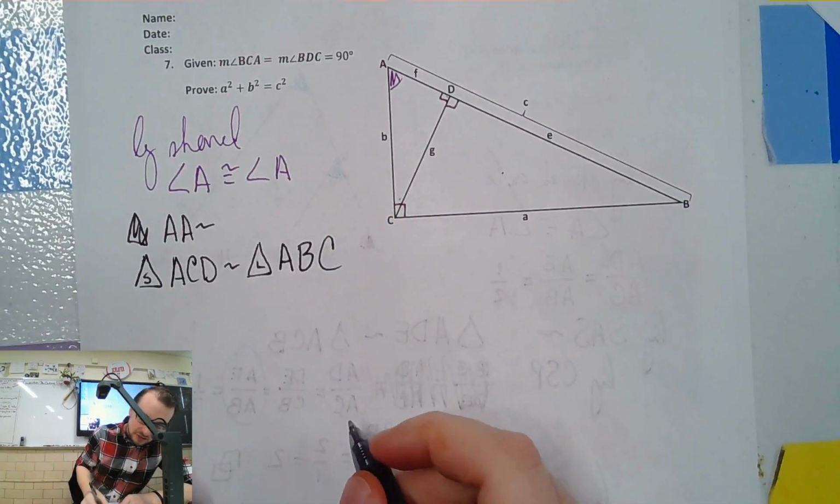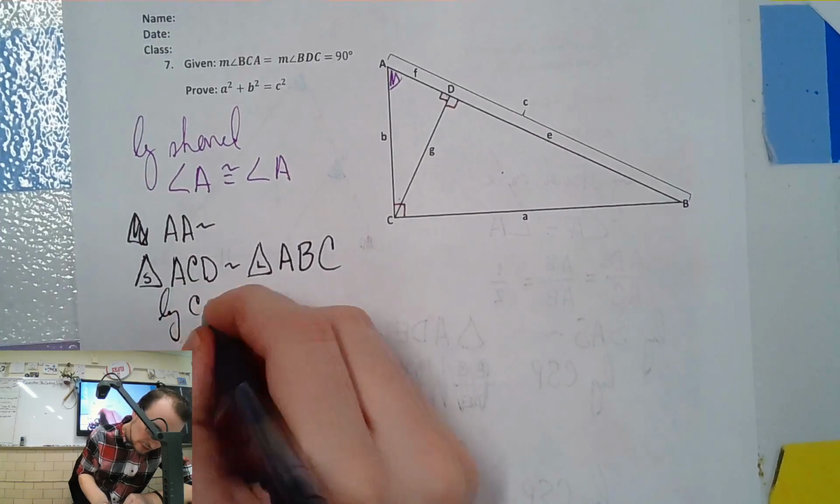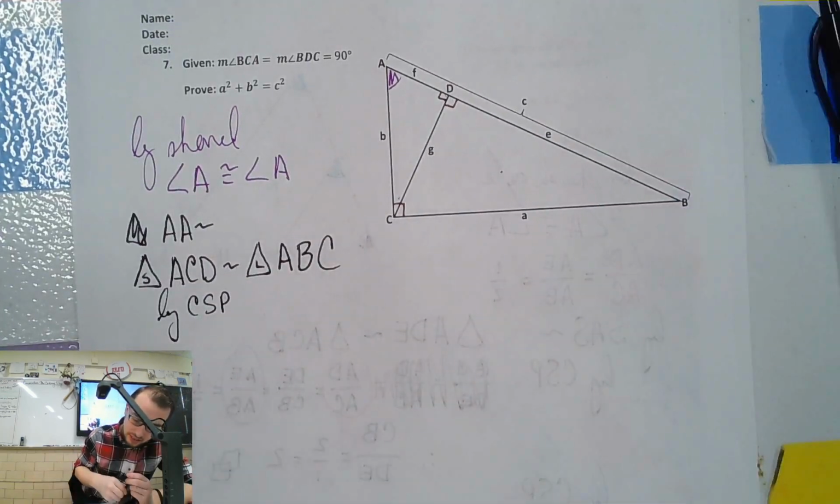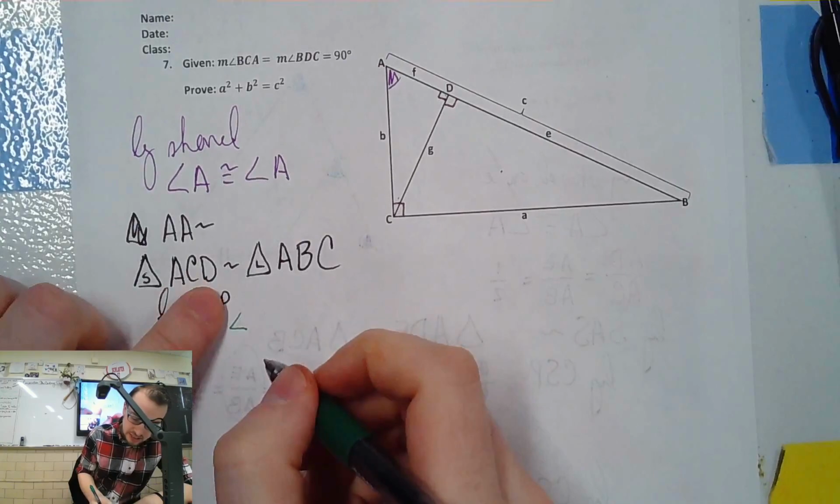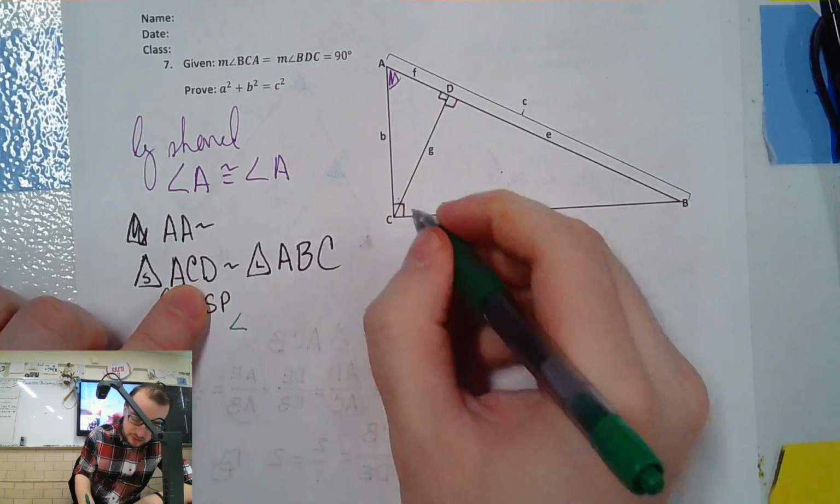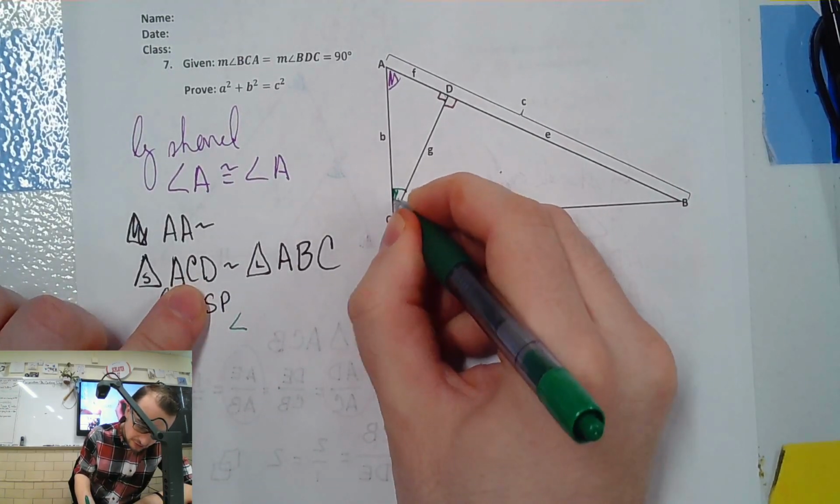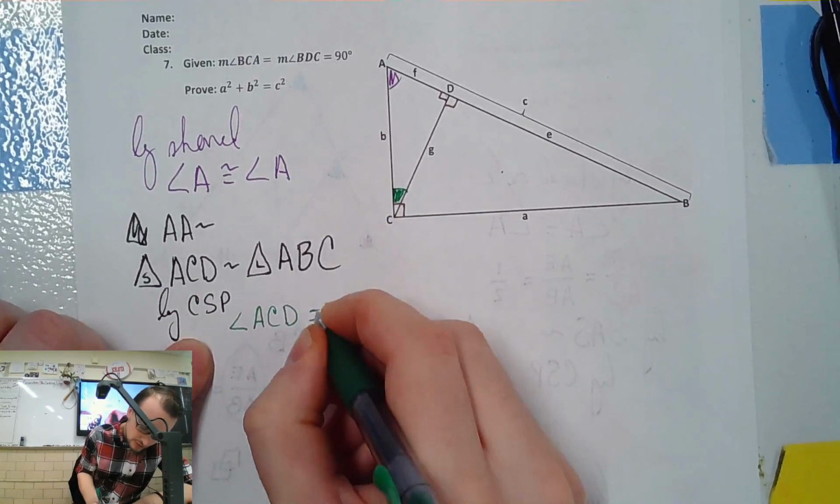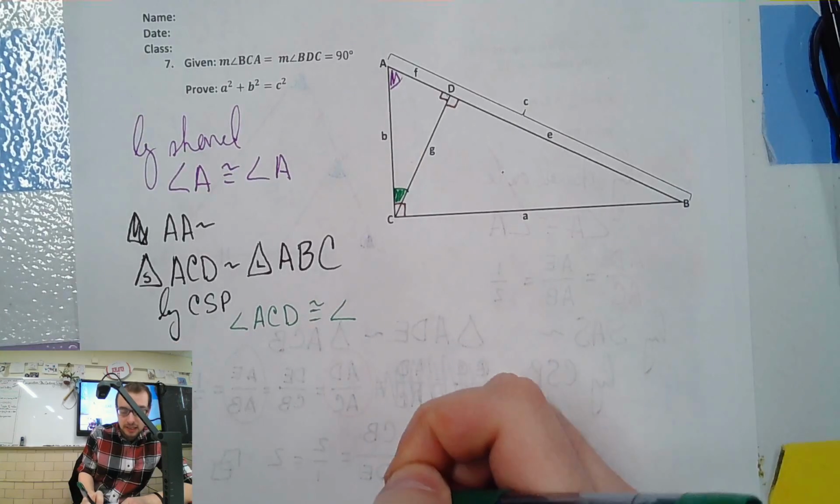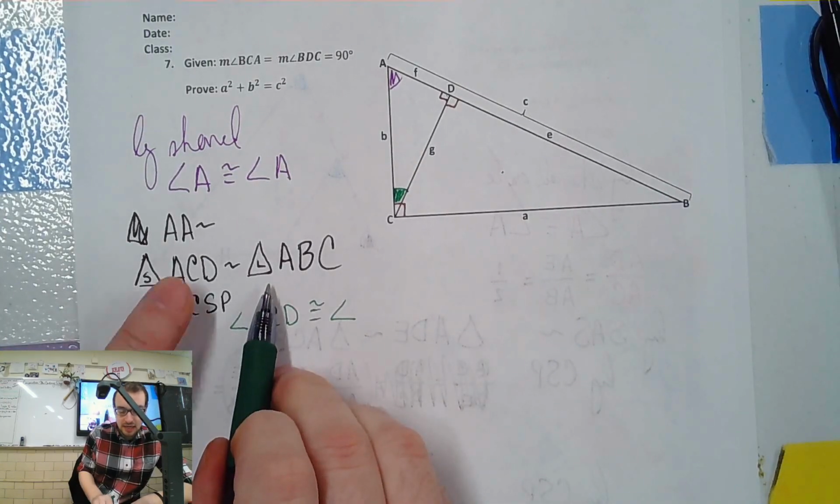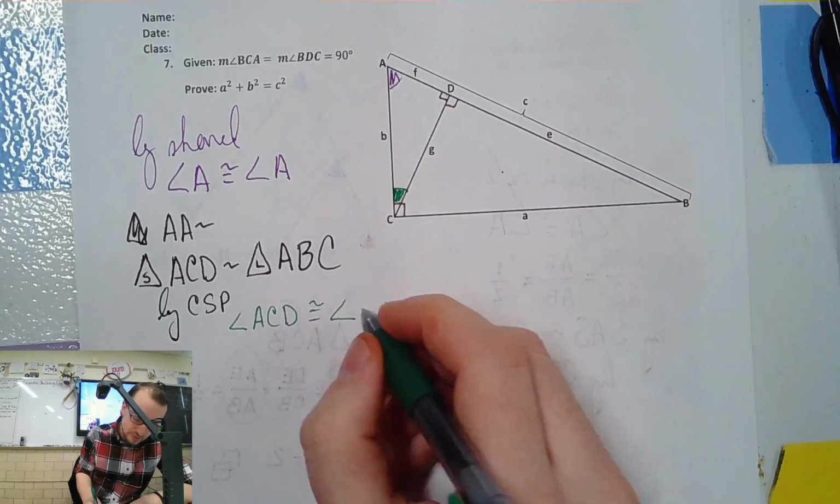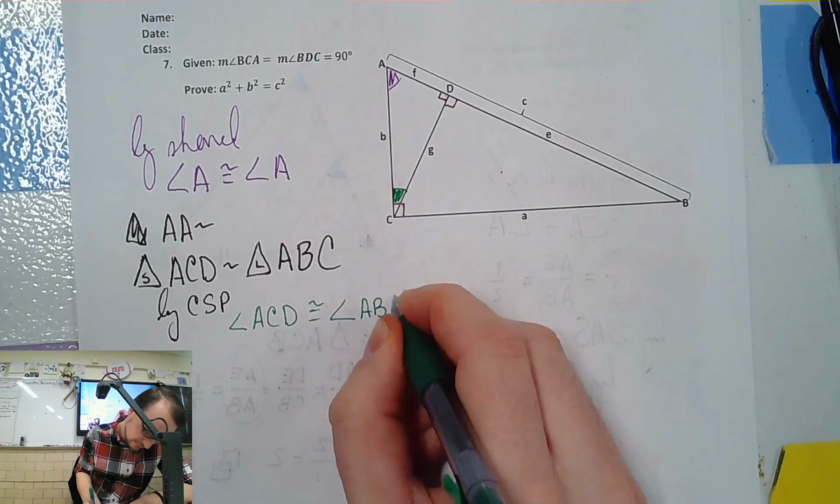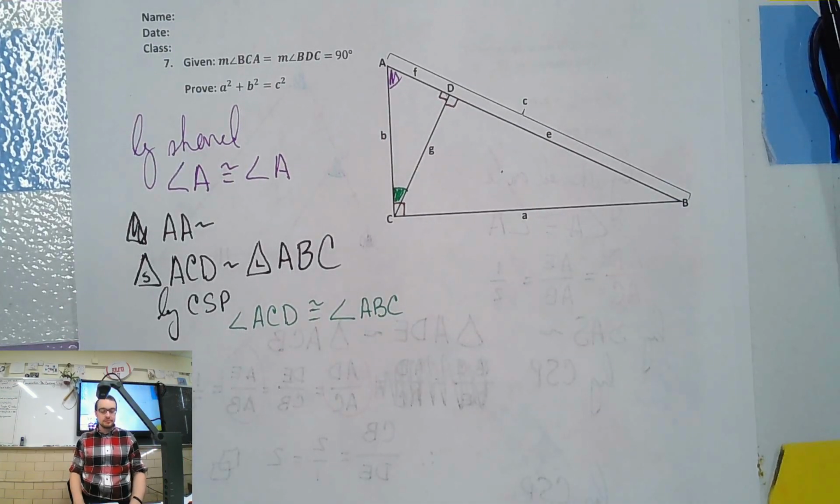Let's get these last angles together. So let's do it by CSP. Angle C in the small triangle, which is this. We can't call it C, obviously. I'm going to call it angle ACD. It must be congruent to what other angle? By CSP, ACD should be congruent to ABC. Could you call it B? Sure. I'm going to use the letters straight up because they're first, second, third, right? So now we've got this.